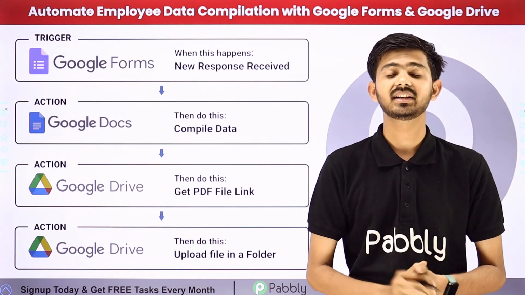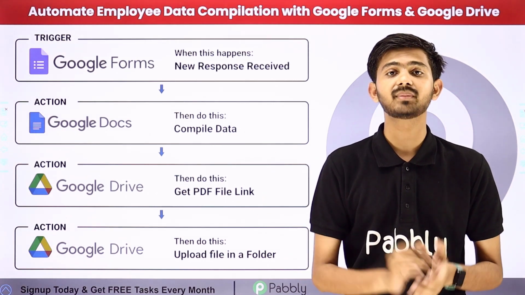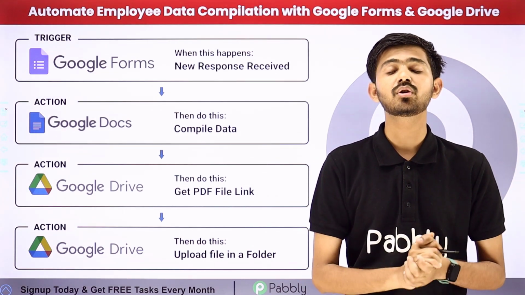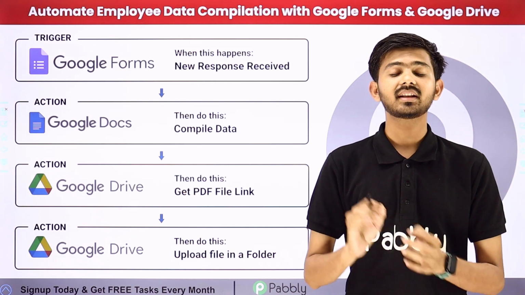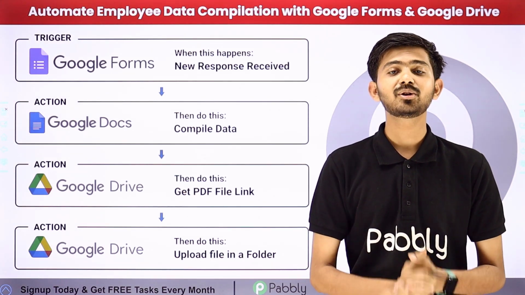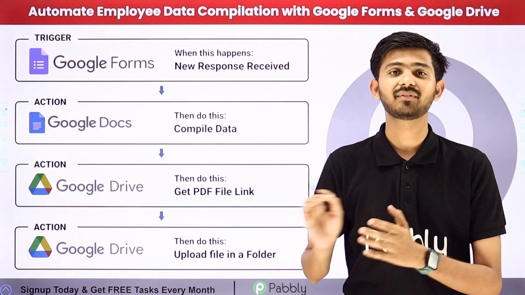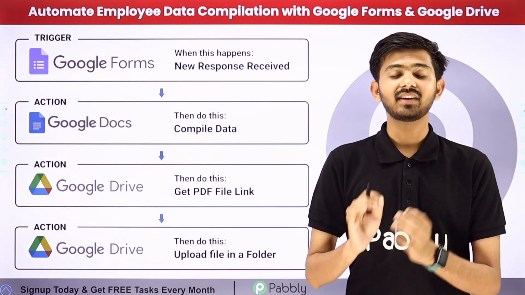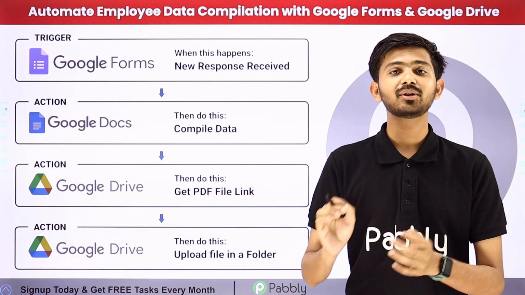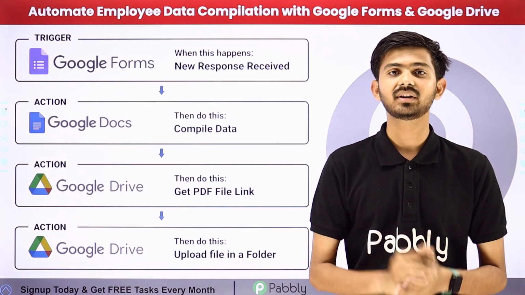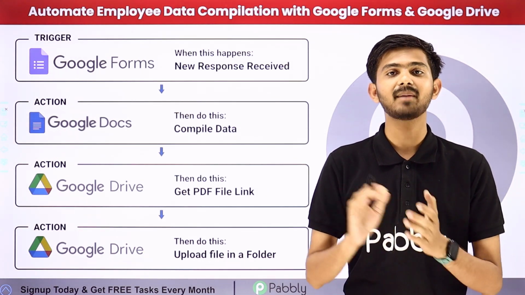and I'm going to use these details to compile the data in Google Docs by creating a new document by using Google Docs template. So after creating this document, what I'm going to do is I'm going to make that file shareable by using Google Drive and I'm going to get the PDF link of that file. So after getting that PDF link of that file, what I'm going to do is I'm going to save that file in a particular folder in Google Drive by using the name of my employee.